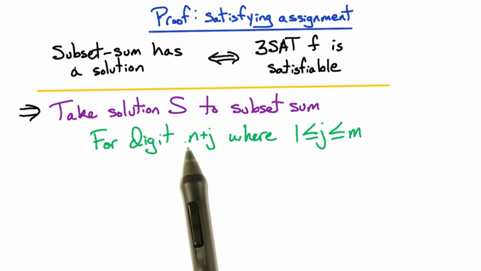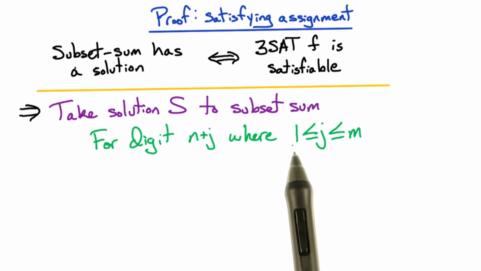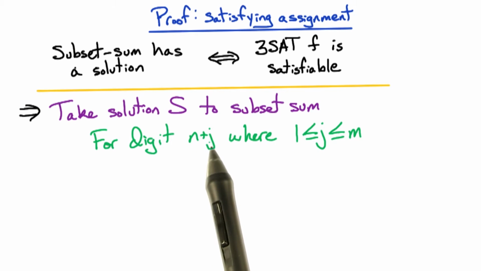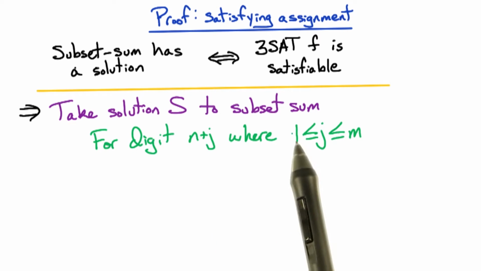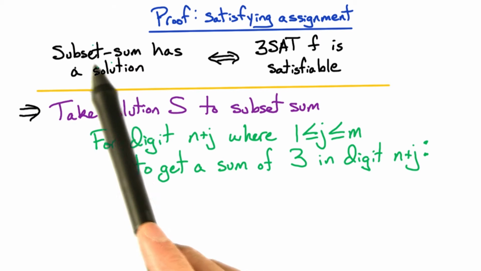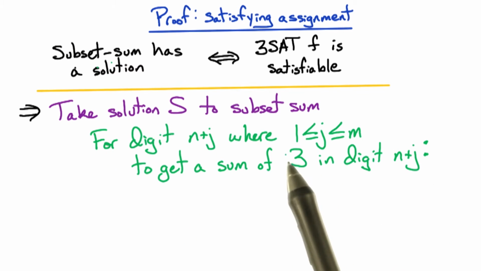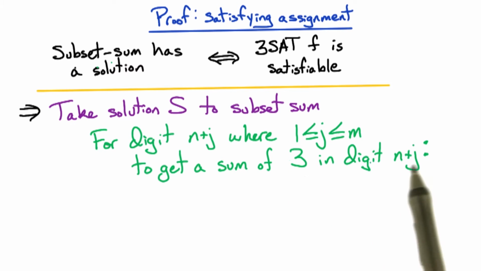The first n digits correspond to the variables. The next m digits correspond to the clauses. So let's look at digit n plus j, where j varies between 1 and m. Digit n plus j corresponds to clause cj. In our definition of the subset sum instance, we put a 3 in digit n plus j of t. So we need to achieve a sum of 3 in digit n plus j.